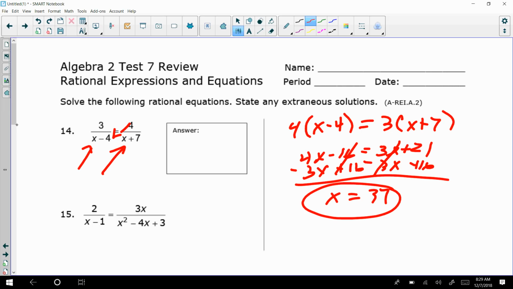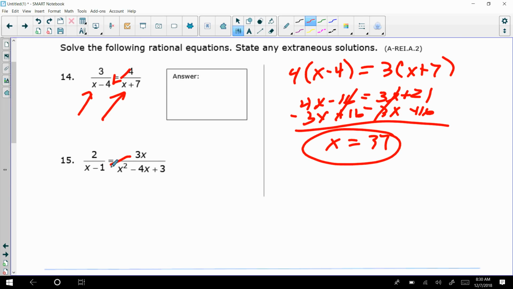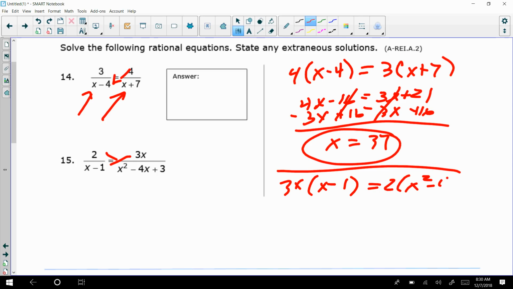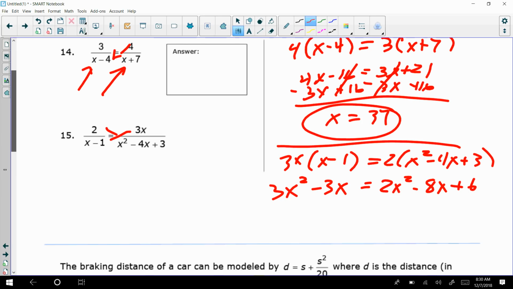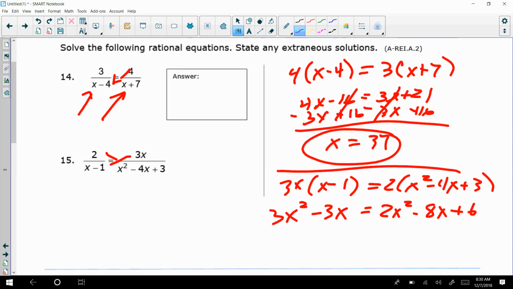This is another problem where we just have to cross multiply. 3x times x minus 1 equals 2 times x squared minus 4x plus 3. So I have 3x squared minus 3x equals 2x squared minus 8x plus 6. So I need to get all of my x's to one side. So I'm going to subtract, let's see, I'll subtract 2x squared. So I'll also add 8x. And then I'll subtract 6.